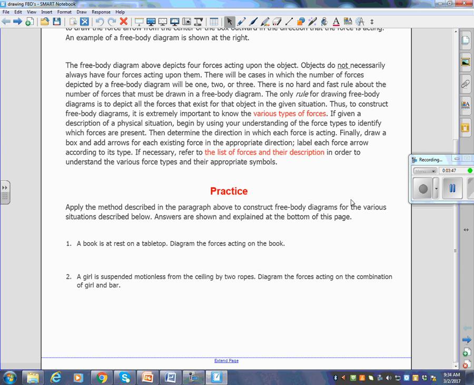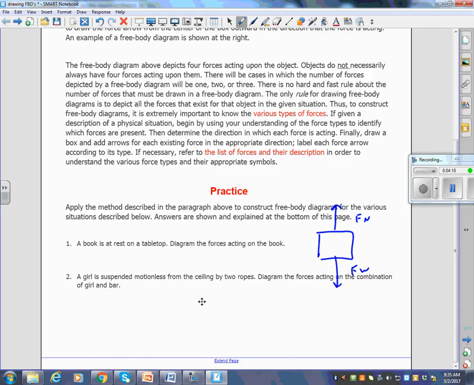So a book is at rest on a tabletop. Diagram the force acting on a book. We draw them with boxes. What's the force down called? I call it the weight force, FW. Some people might call it FG, force of gravity. And then you'd have the normal force. Remember that? Normal force. And in that case, those vectors should be equal, balanced, right? But you would say that the net force is how much?